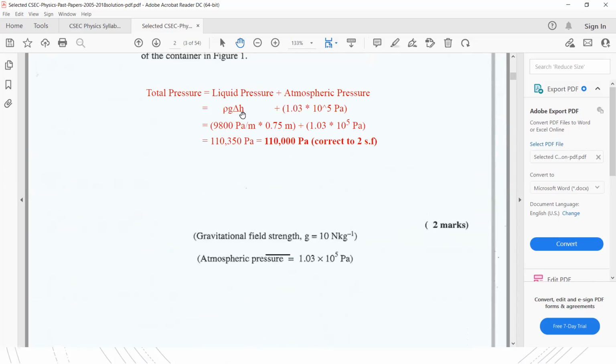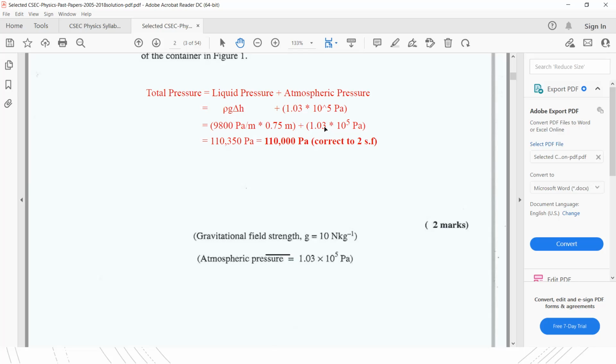So we have rho g h plus the atmospheric pressure. Rho g h is the gradient of the graph times 0.75 meters. That would give us the liquid pressure, because you have to remember that what we were plotting on the graph was the change in pressure against the change in height. So the gradient has to be multiplied by the height of the liquid to give us the actual pressure. So that's the liquid pressure now.